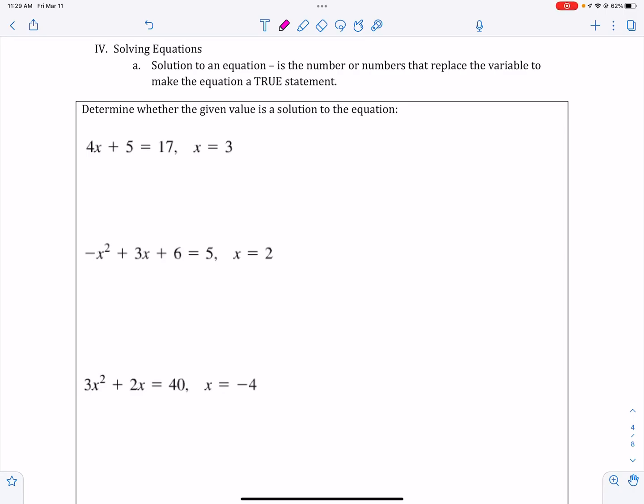All right, this is the next half of 6.1 on solving equations. So the first thing that we're going to do to solve an equation is to replace the variable with the given number to see if it makes a true statement. If it makes a true statement, then it is a solution to the equation. So we're going to do this just like we did when we were evaluating expressions.